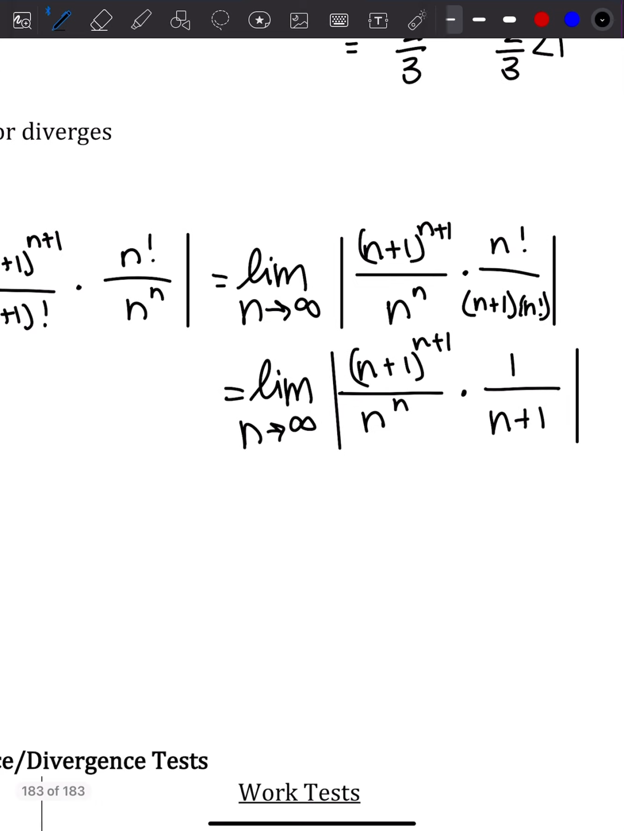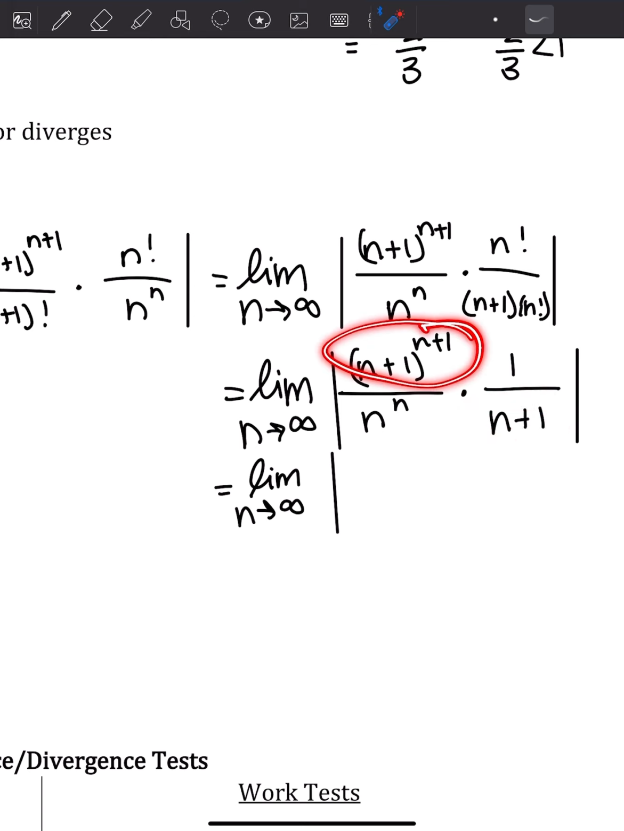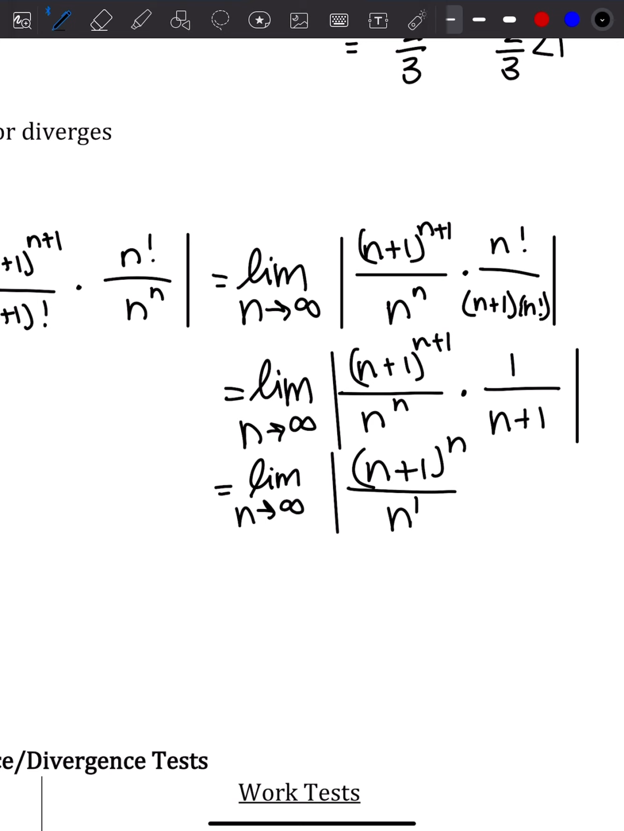Now looking at this, we have the limit as n approaches infinity of, well, I have an n plus 1 here and an n plus 1 up here. So we're going to cancel out, dividing an n plus 1 from here and an n plus 1 from here. That cancels out to be 1. But that does reduce this exponent because we're taking away one of those n plus 1s. So we have instead n plus 1 to the n power times 1 divided by n to the n power.